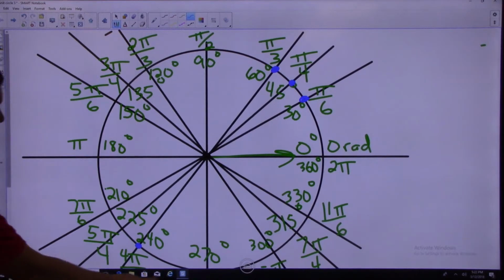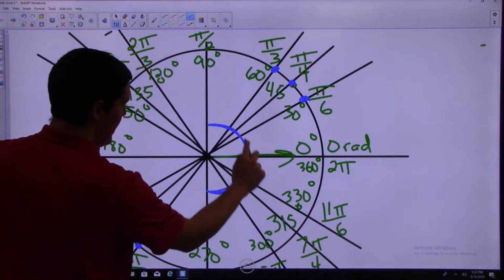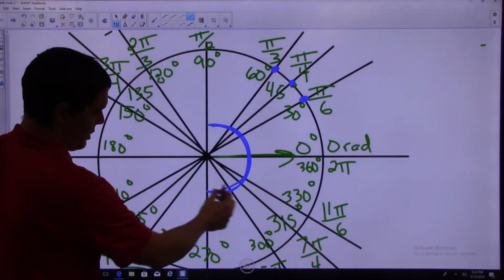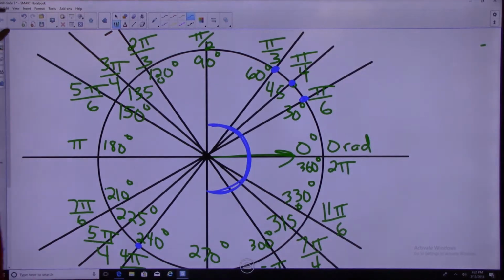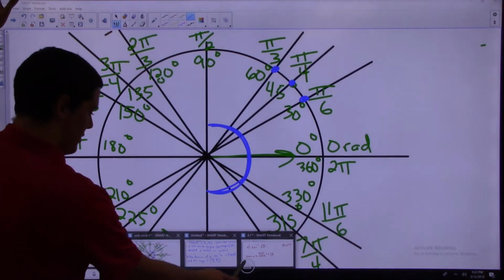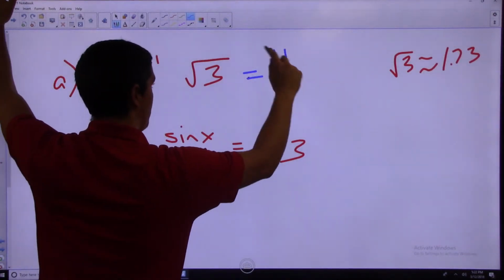And the answer is 4 pi over 3, because with tangent, inverse tangent, I want to pick angles from negative pi over 2 to pi over 2. Okay? So the reason I throw this angle out is because I want to choose from negative pi over 2 to pi over 2. That's the limited range that we have to choose from. So guys, the answer here is going to be pi over 3.